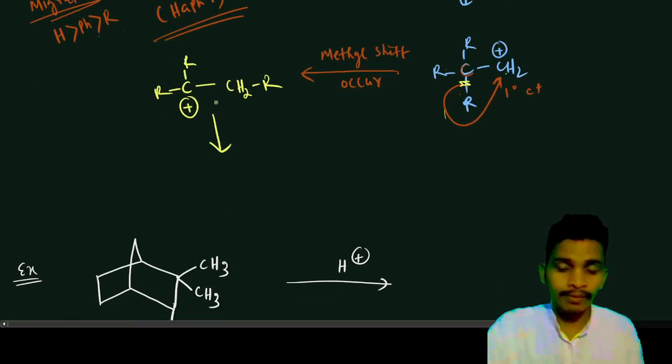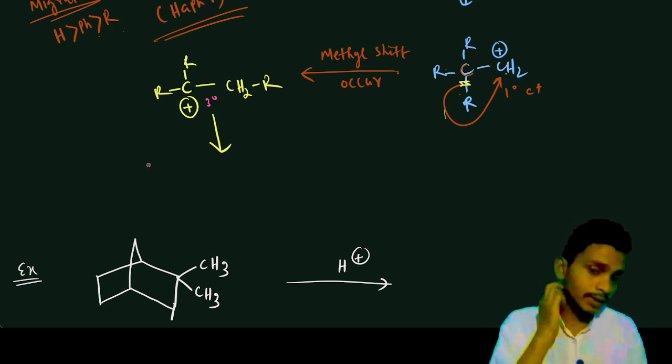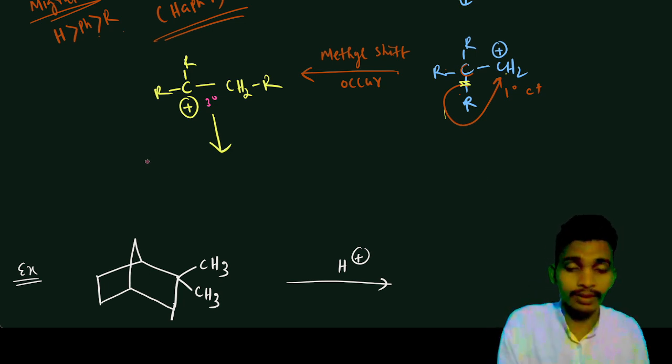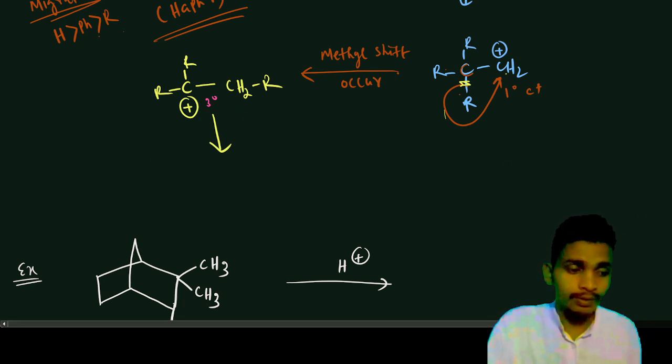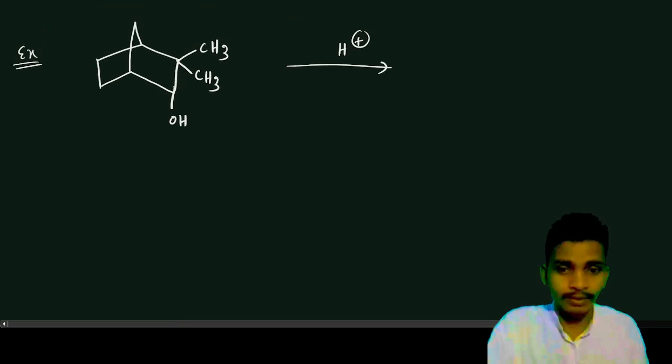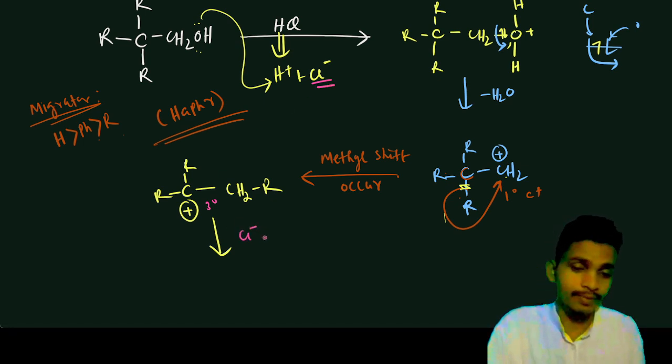Now what will happen? This was the primary carbocation, and now it changed to a tertiary carbocation. Because this is a nucleophilic medium, and this is also the most stabilized carbocation, the nucleophile will attack. Here Cl minus is present in the reaction medium, and water is also present in the reaction medium.